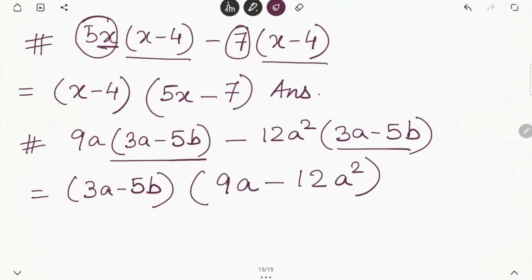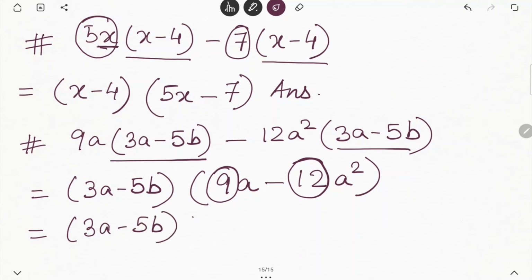Right? So now if you see the second part, again we can take common from the second part also. So from 9 and 12, what is the common factor? The common factor is 3, right? So from here I can take 3 common. Again a and a square, which is the smallest? A is smallest, so I can take a, right?